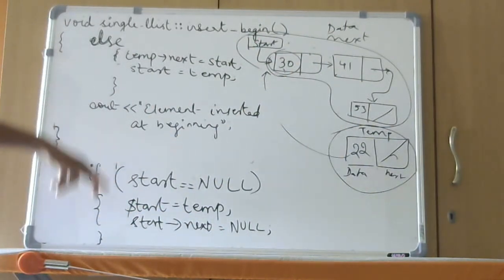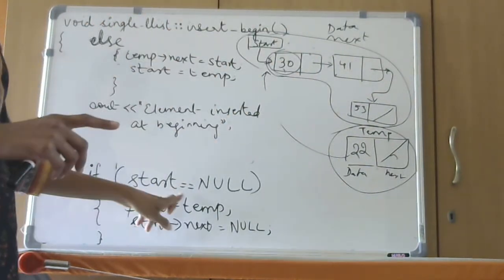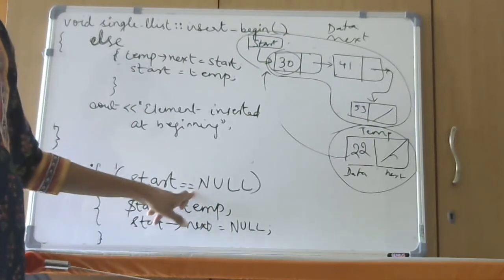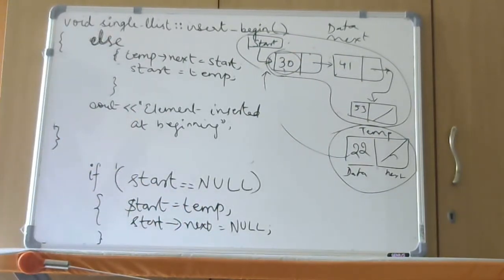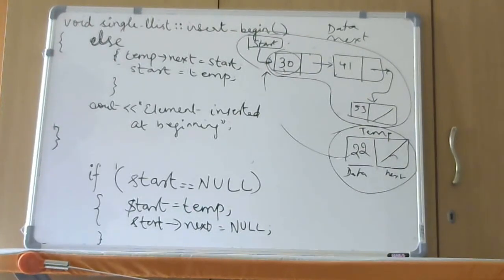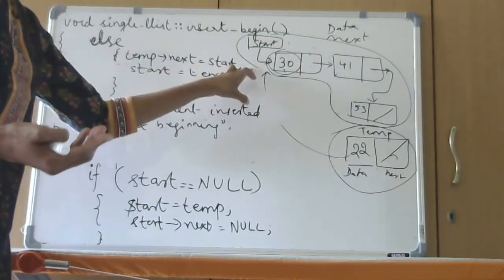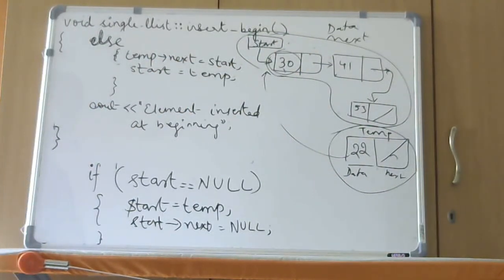The other option, else, your linked list may not be empty. That is, your start is not equal to null. When it is already holding the address of a first node, it is not null. It means some element is already there in the linked list. We have to put this new node before this. That's the beginning, is it not? So what will I do?